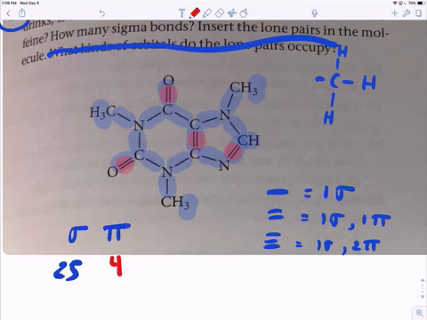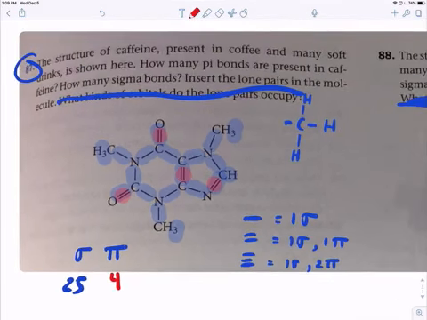So, questions on how to do this? It's just another one of the things you have to remember. That a single bond is a sigma bond, a double bond is a sigma bond and a pi bond, and a triple bond is a sigma bond and 2 pi. And the number of pi bonds here, because there's 4 double bonds, is just 4 pi. And then the single bonds, you have to count up all the bonds. In the double bonds, it's a sigma and a pi. So you just count the number of bonds. So, questions with this one?